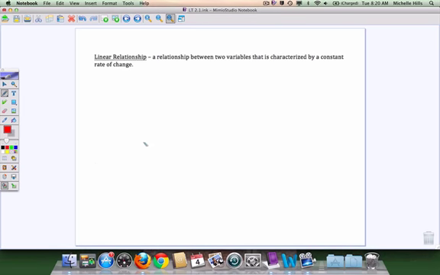Now, a linear relationship, and this is not filled into your note sheet yet, is a relationship between two variables that is characterized by a constant rate of change. So go ahead and write that down. The important part here is that there's a constant rate of change.